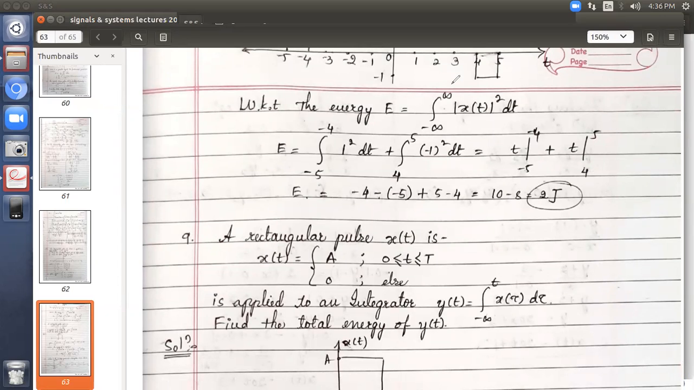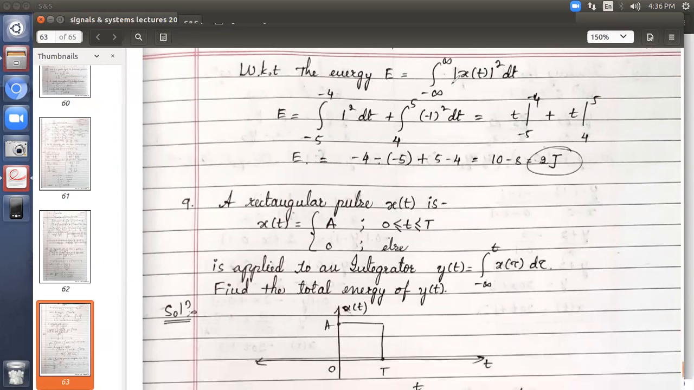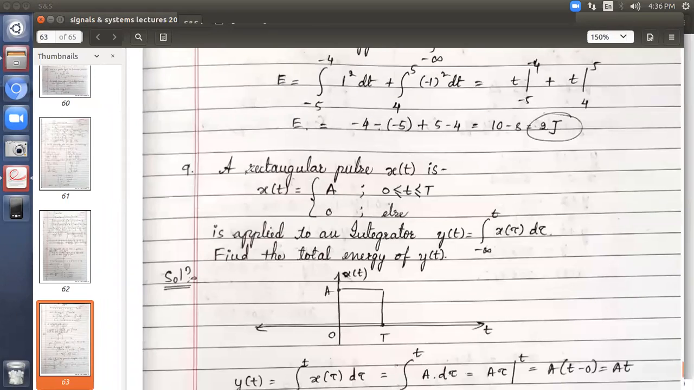Fine. Question number 9. A rectangular pulse x of t is given by x of t equals, see here they have not given you the figure, they have given you the equation. Sometimes either the signal is given to you and you need to form the equation, or sometimes directly the equation is given to you. It is up to you whether you want to draw the signal or not.